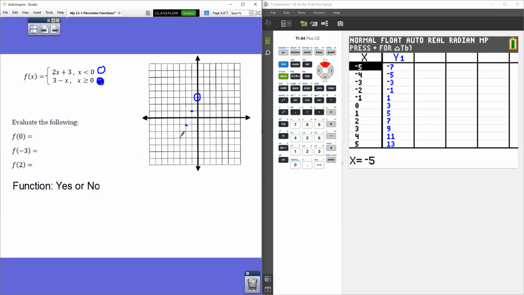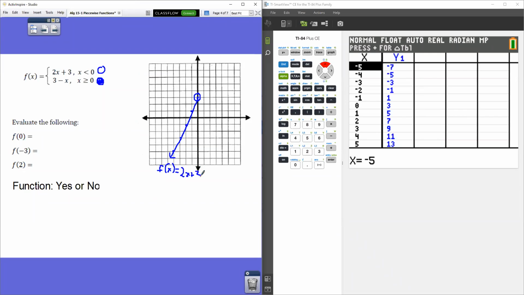-3, -3. And -4, -5. So this is what my part of the graph looks like. I'm going to connect the dots, put my arrow, and label my line.